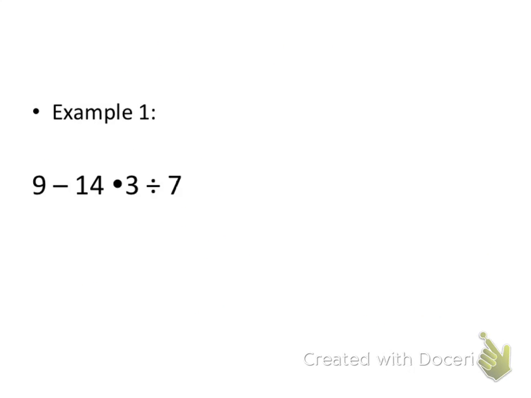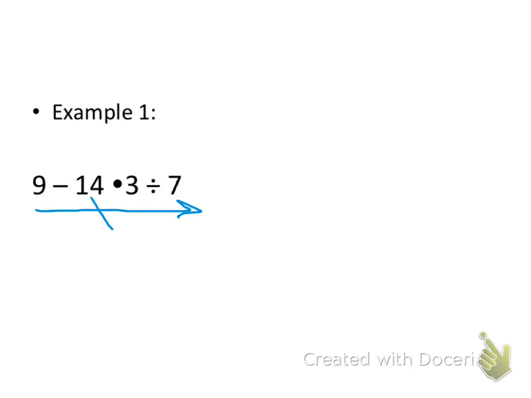Okay, let's try an example. So when we look at this problem, 9 minus 14 times 3 divided by 7, I first look for parentheses. There are none. I look for exponents. There are none. I look for multiplication and division. They're both present, and if I do them left to right, I look from the left of the problem to the right of the problem.